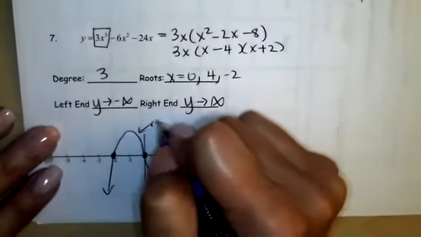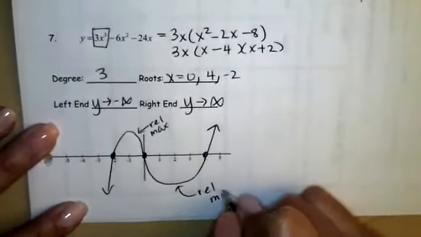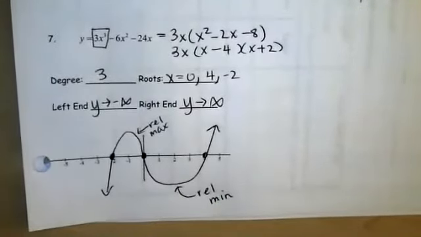This has a relative max and a relative min. It does not have an absolute because it goes on forever up and down. So there's our characteristics of polynomials and graphing them.